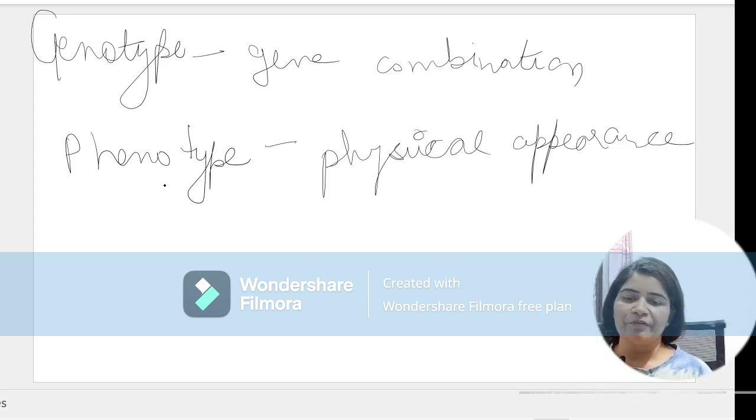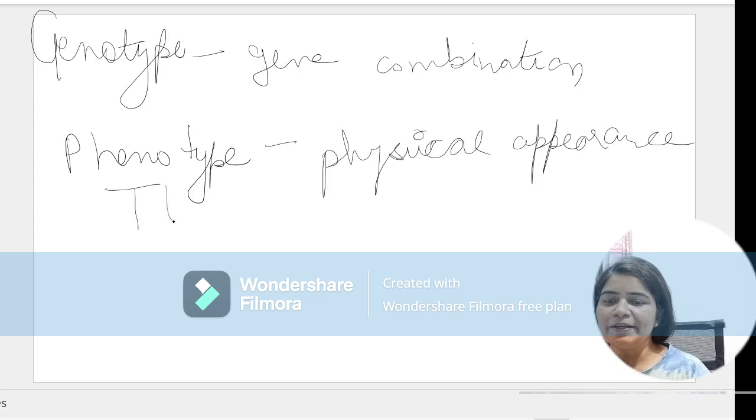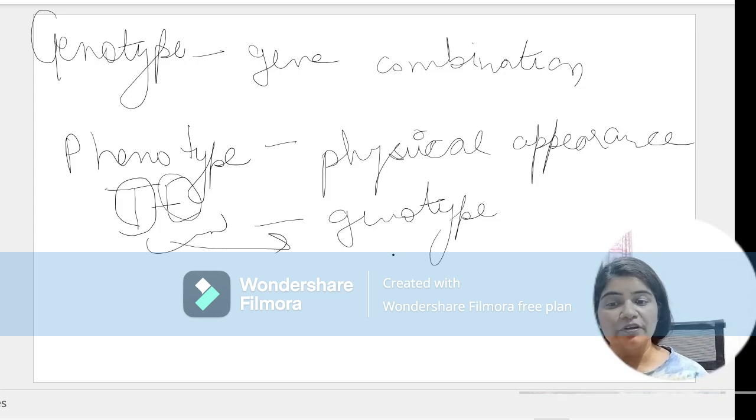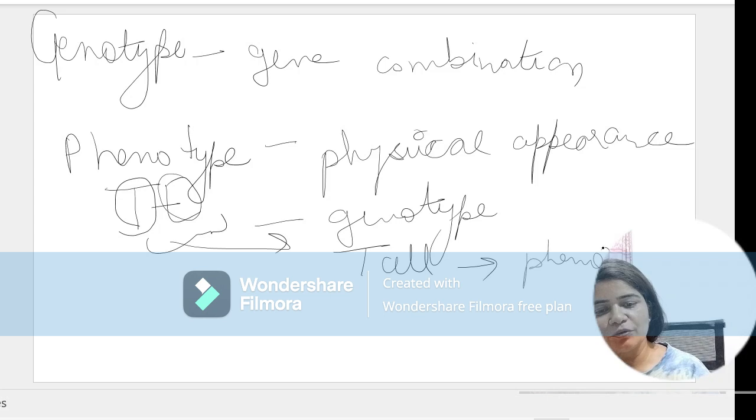For example, you just saw capital T and small t. So this capital T and small t will make up the genotype. And how will this plant look? It will be dwarf or tall. Please tell. Yes, it will be tall. Why? Because capital T is dominant. So this will look tall in appearance. So this is the phenotype. I hope you're understanding this.